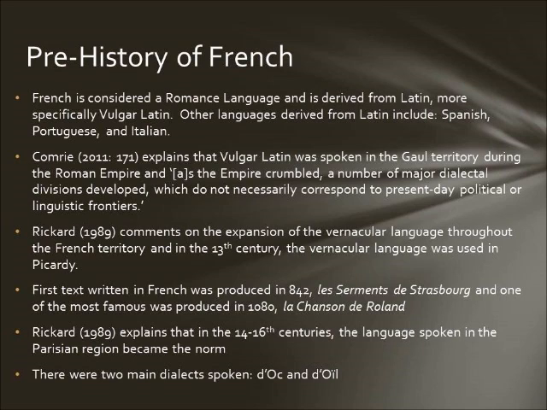And Ricard 1989 explains that during the 14th and 16th centuries, the language spoken in the Parisian region became the norm. And there are other indications of really why the Parisian dialect kind of became the norm. There have been some authors who, way back in Old French when they were writing, would actually apologize for not using the norm because they were not from Paris. They were using kind of an improper dialect. And as I was talking about the expansion of different dialects, there were two main dialects that were spoken in the French territory. That included la langue d'oc as well as la langue d'oïl.